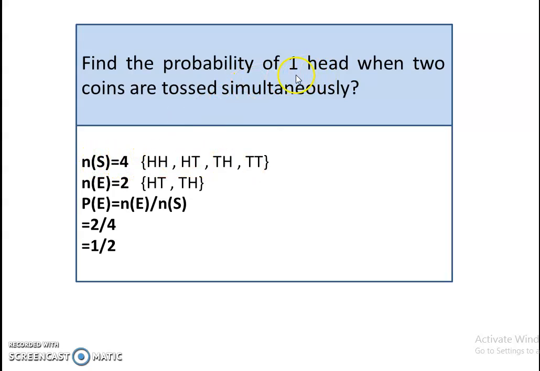Here the event is 1 head. So here the number of favorable outcomes is 2, because from the sample space we have HT and TH. In these two cases we have 1 head. So Ne will be 2. To calculate the probability of that event, the value will be Ne upon Ns. So 2 upon 4. 2 upon 4 is equal to half. So the probability of 1 head is half when 2 coins are tossed, right?